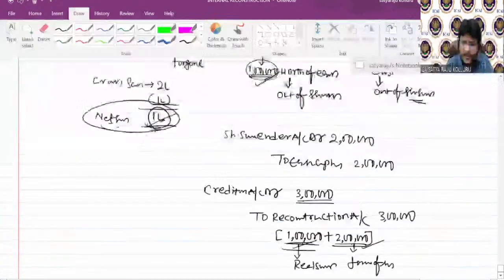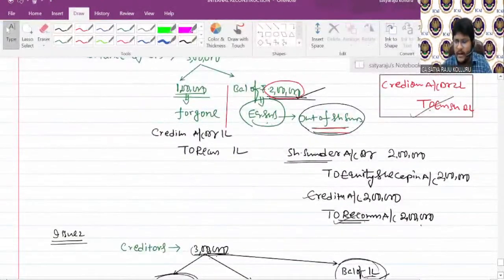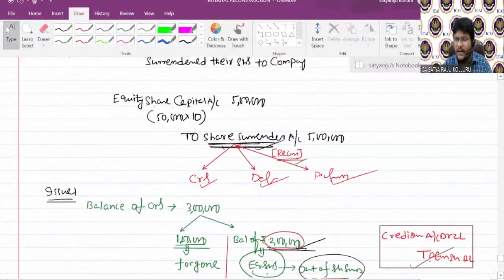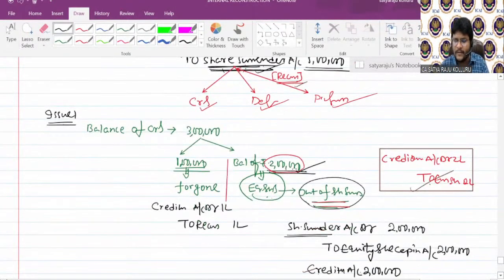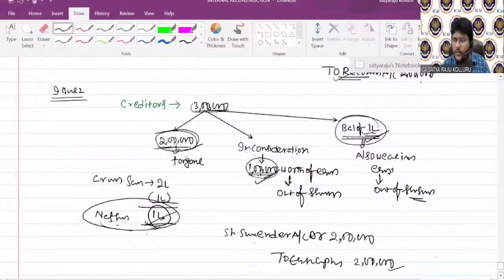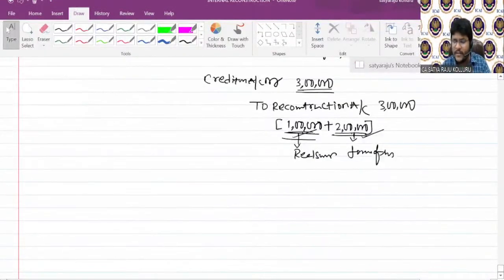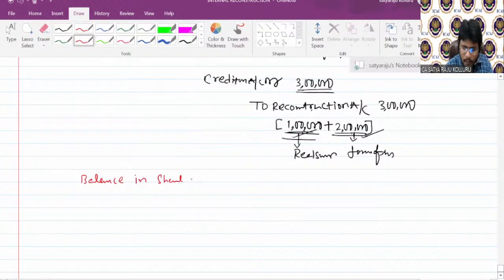Sir, let us assume after utilization of share surrender, still if any balance is there under share surrender account, what do I need to do? Maybe here 5 lakhs is there, right? In issue 1, I utilized only 2 lakhs. In issue 2 also, I utilized only 2 lakhs. Still there is a balance of 3 lakhs under share surrender account, right? The balance in share surrender account, you need to transfer to reconstruction account.